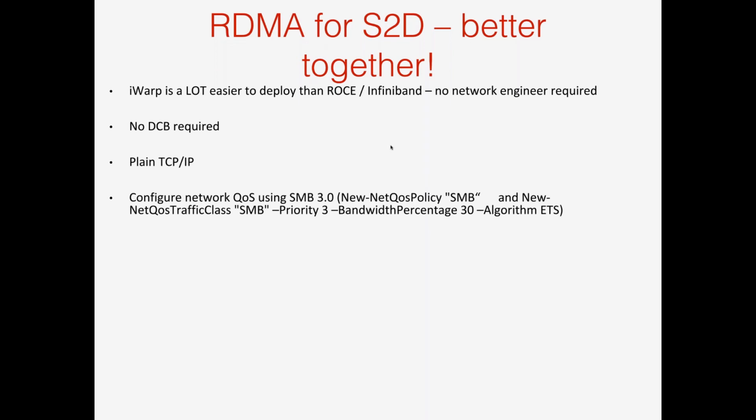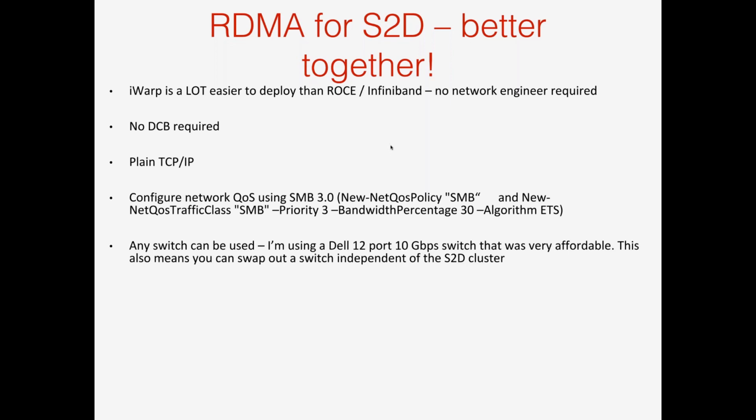Configuring your network traffic classes, you just use the built-in SMB3 NetQoS policy and traffic classes. So it's quite easy, and the documentation is good. You can use any switch. I'm using a Dell 10 gigabit switch and didn't need to do any configuration on it at all. And that also means that you can swap them out, right? So there is no tie between the NICs and the switches in configuration. So if a switch dies, you can just buy another one and plug it in, and it just works.